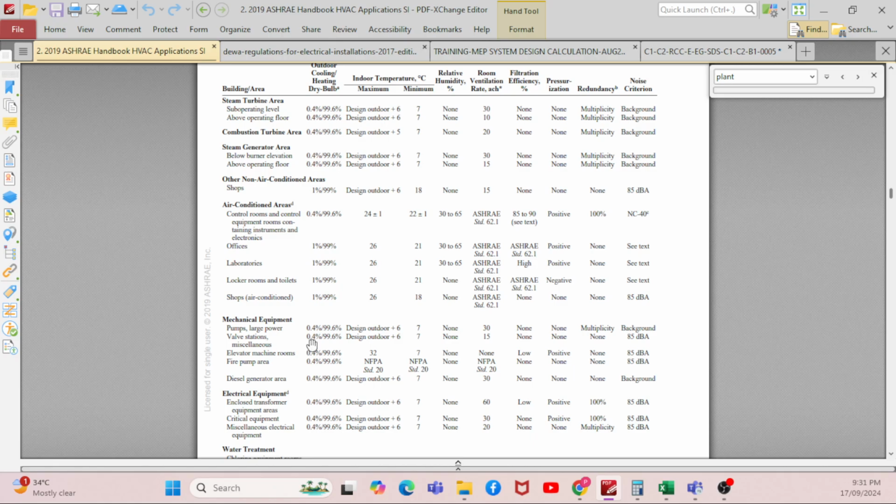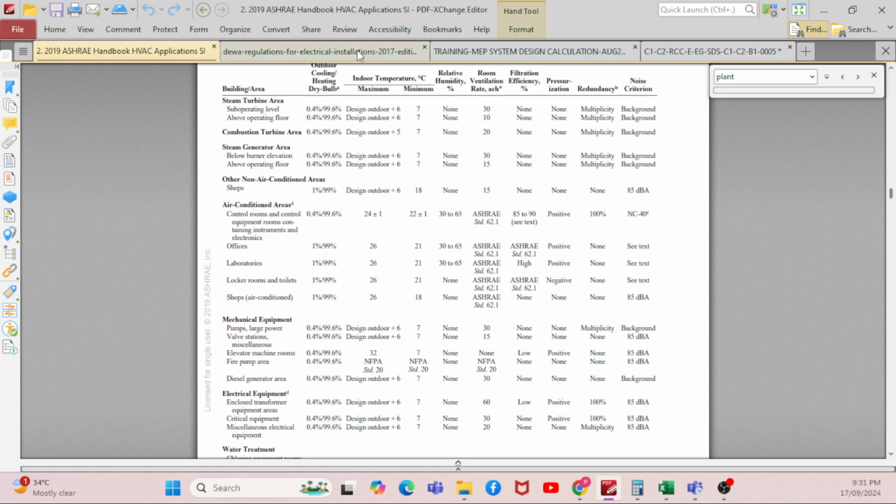In ASHRAE, you can take 0.4 percentage, 99.6, to take the maximum temperature. That is the design outdoor plus 6 degrees Celsius. I think it's 44, or 44 or 46 in the ASHRAE table. I'm not sure. If you go to the ASHRAE table, assume as per the local regulations.